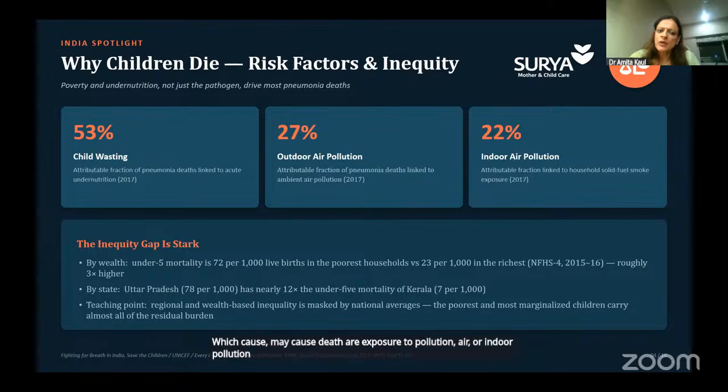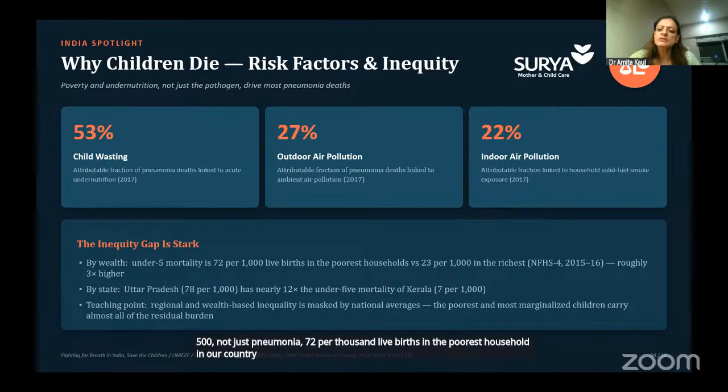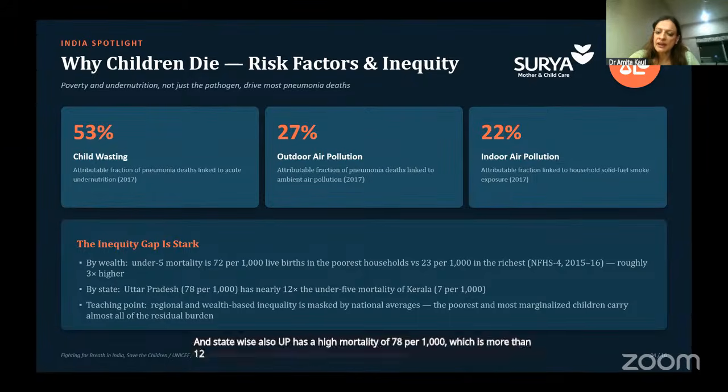And there's a lot of inequality when we see the statistics. So in communities which are richer, under 5 mortality is less. It's like 3 times lesser. This is we're talking about the complete under 5 mortality, not just pneumonia. 72 per thousand live births in the poorest households in our country versus 23 per thousand in the richest communities. And state wise also, UP has a high mortality of 78 per thousand, which is 12 times more than Kerala, which is just 7 per thousand.